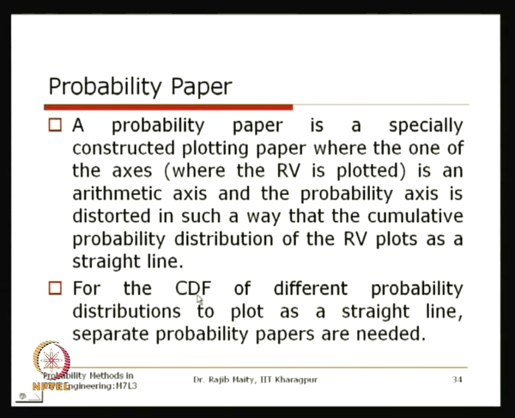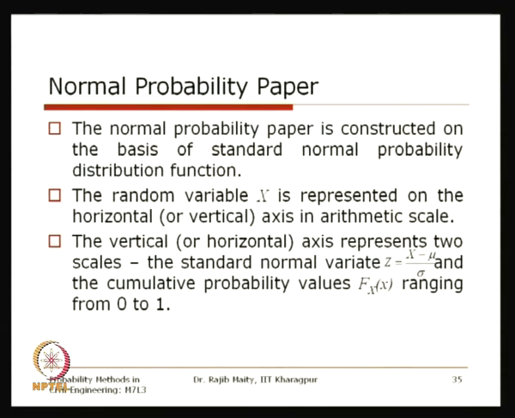So for the CDF, the cumulative distribution function, of different probability distributions to plot as a straight line, separate probability papers are needed. If I want to test whether it is following a normal distribution, then I have to use a normal probability paper, and if I want to test whether it is following an exponential distribution, we have to use a different paper. Now how these papers are constructed and how it is tested, we will see now.